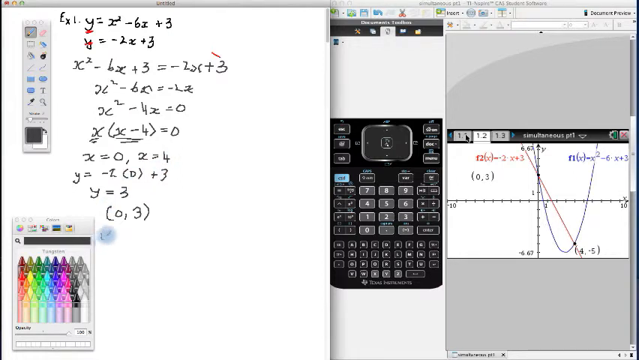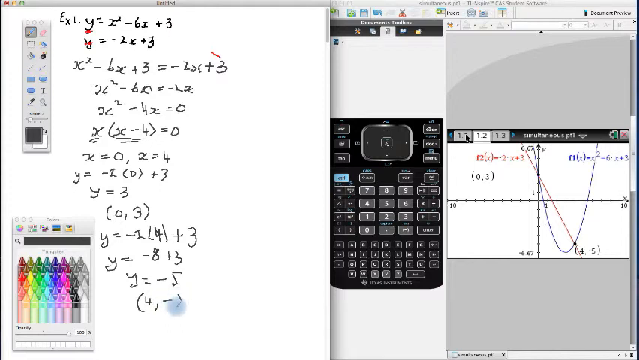Our second solution is if we put x equals 4 into that equation. So we've got y equals minus 2 times 4 plus 3. So here y is equal to minus 2 times 4 is minus 8, plus 3 is minus 5. So y in this case is equal to minus 5. So this solution is 4, minus 5.